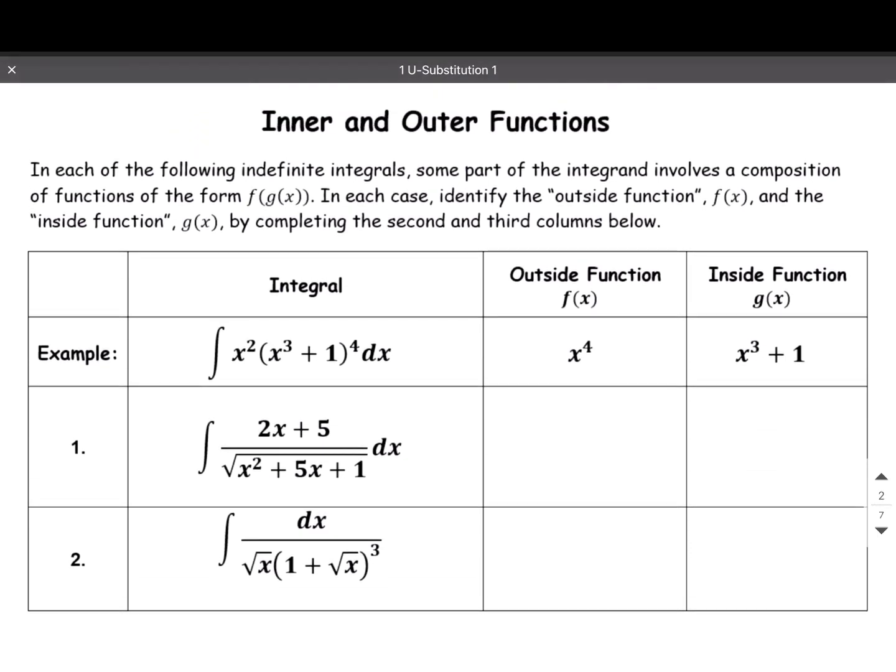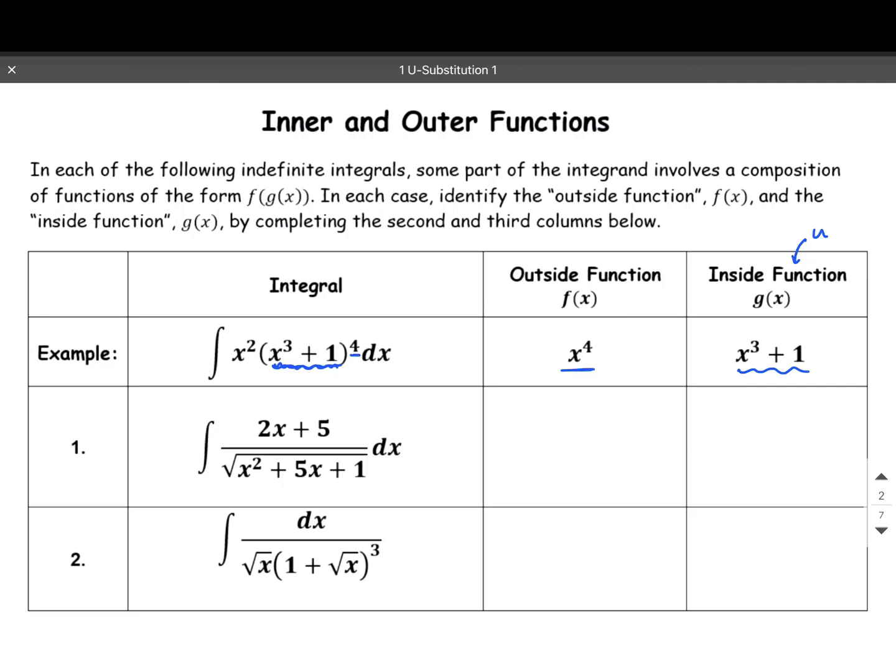Now, remember the inner and outer functions, okay? Here's an example. If we have an integral of x squared times the quantity x cubed plus 1 raised to the fourth, this x cubed plus 1 is on the inside. This is what we would let our u be equal to, okay? And then the outside function is, what did we do to this x cubed plus 1? We raised it to the fourth, so the outside function is x to the fourth.